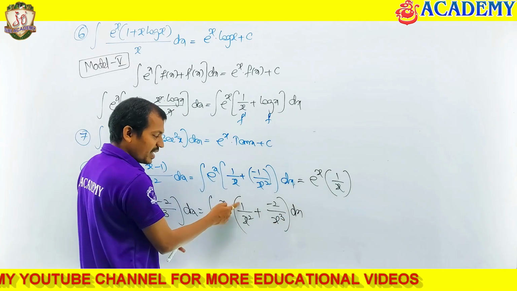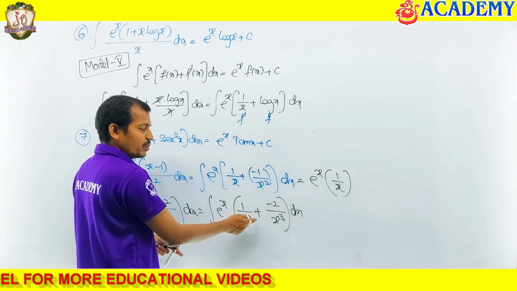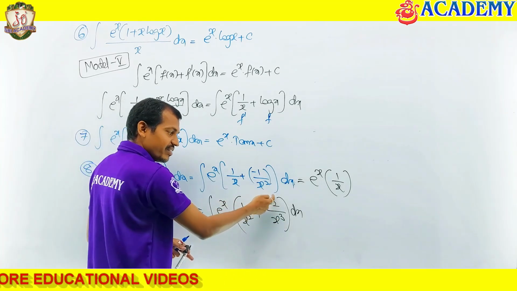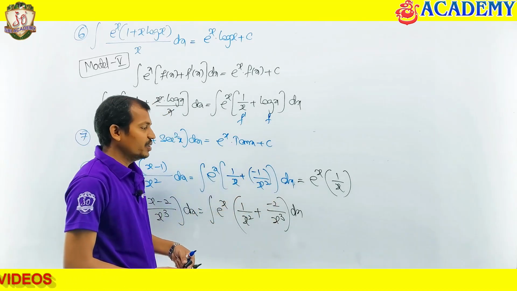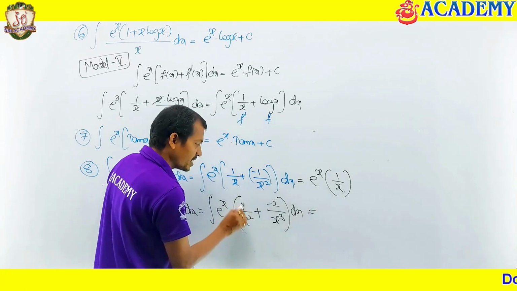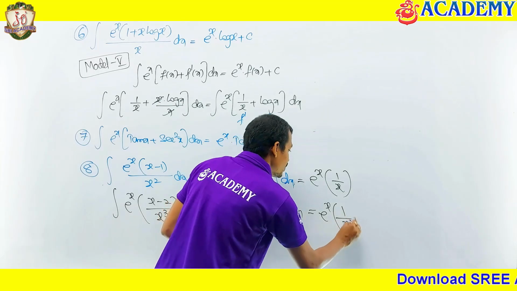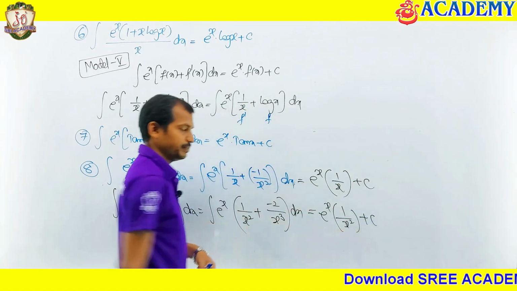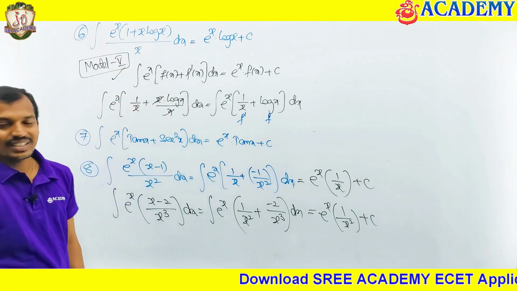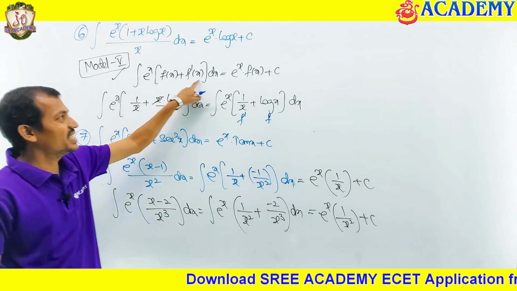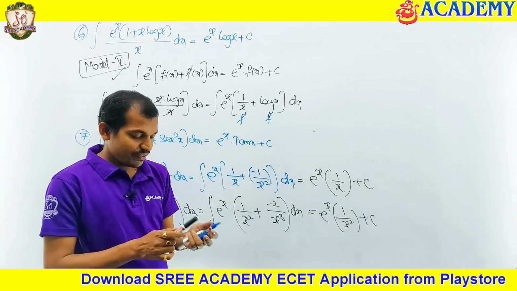1 by x power n derivative is minus n by x power n plus 1. For n equal to 2, you will get 1 by x square derivative is minus 2 by x cube, 1 by x cube derivative is minus 3 by x to the power of 4, you will get like that. With that, this is the function, this is the derivative, that's why the answer is e power x into 1 by x square plus c always. If you know this formula, integral of e power x into f of x plus f dash of x dx equals, always we have to see the function, with that you are going to get e power x into f of x.